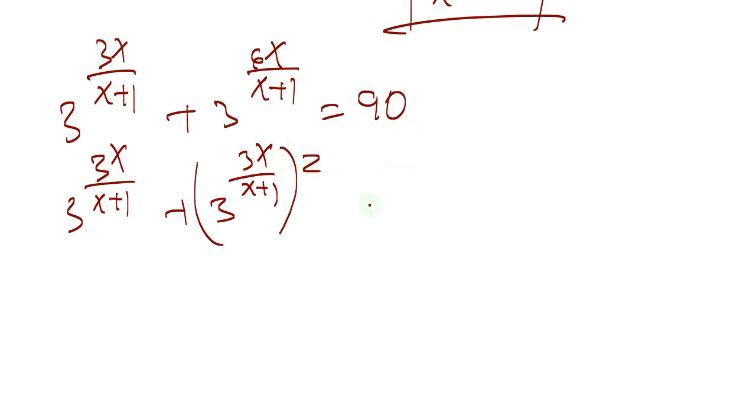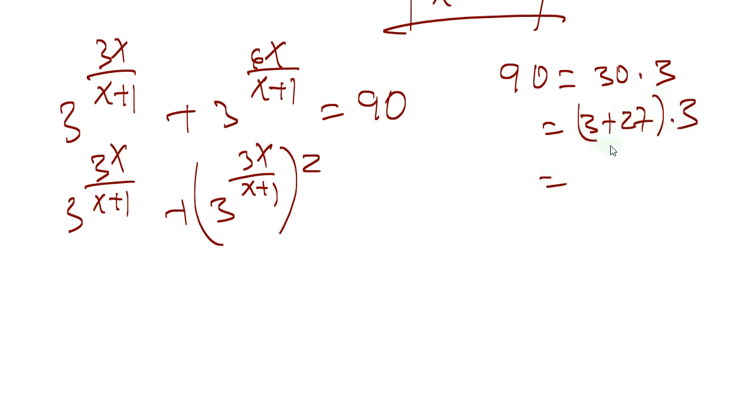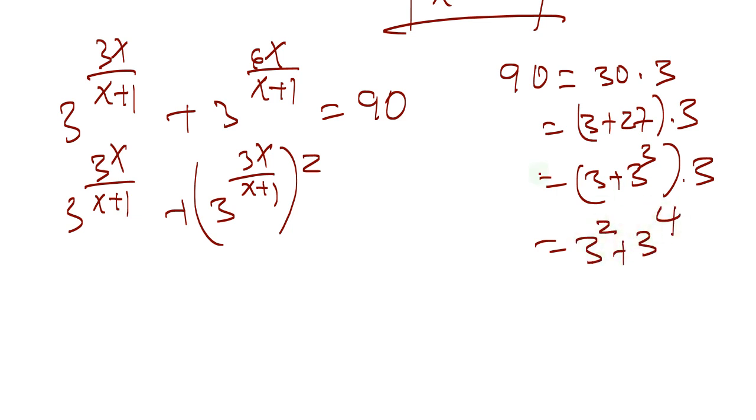And then 90, let's say 90 is equal to what? To 30, right? Times 3. And what is 30? It is 3 times 27 times 3. And then this is what? 3 plus 3 to the 3. And then this is times 3. So this is 3 to the power of 2 plus 3 to the power of 4. So I'm going to bring this to this side. So I'm going to say this is minus 3 squared minus 3 to the 4, and then this is 0.